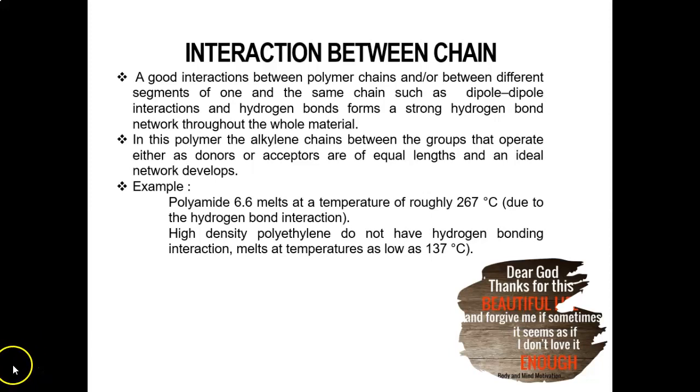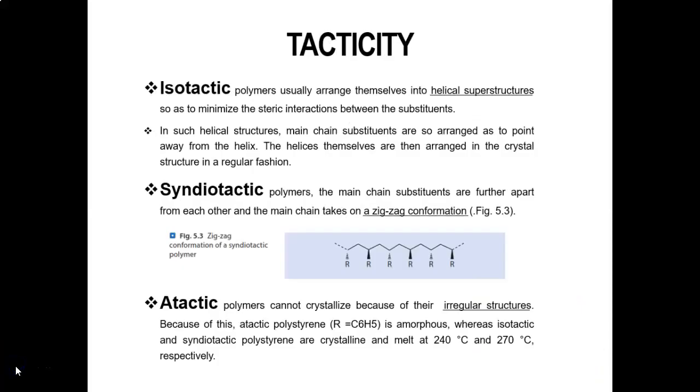Okay, the other factor that affects the melting temperature is the tacticity, so whether the arrangement of the polymer is isotactic, syndiotactic, or atactic. As I mentioned earlier in our previous lecture, atactic polymers will generally be amorphous, soft, flexible materials. Isotactic and syndiotactic polymers will be more crystalline, thus harder and less flexible.